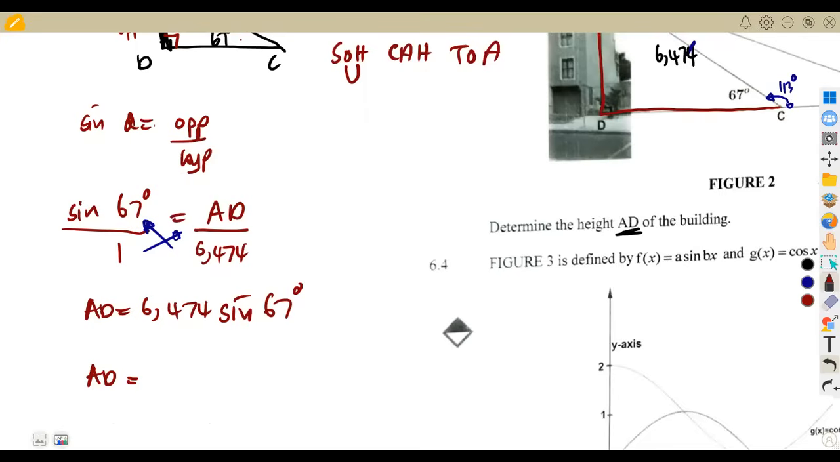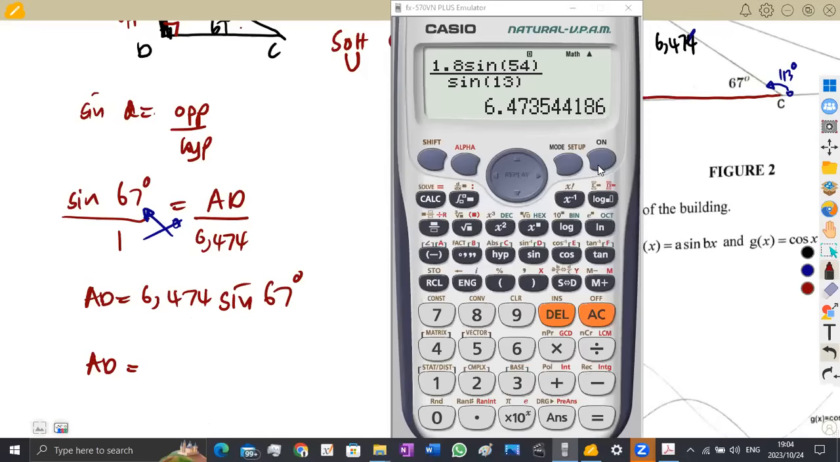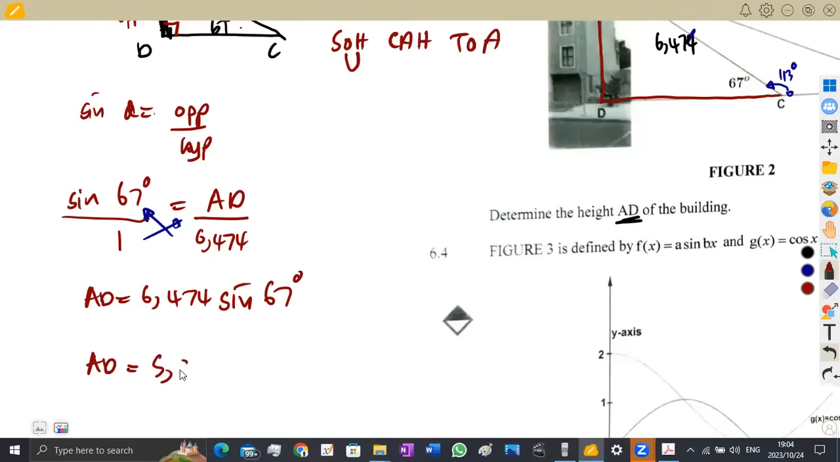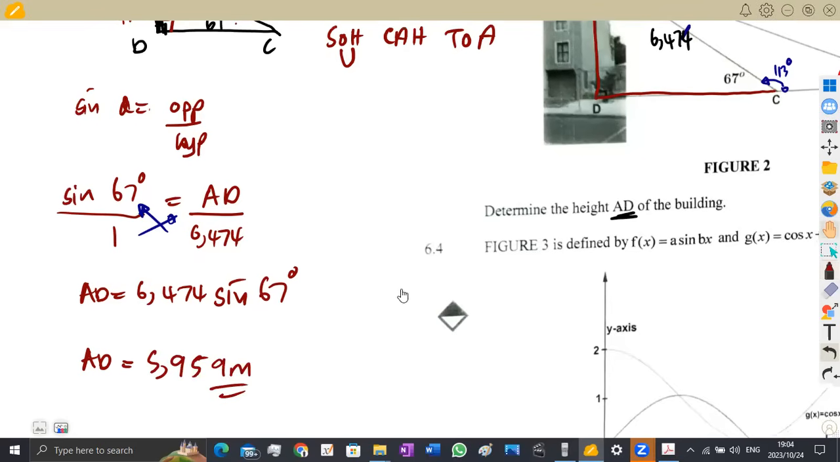So let us see what you're going to have at the end. That's 6,474 times the sine of 67 degrees. That will be 5,9593 and so on, so it's going to be 5,959. So you're going to have 5,959 meters. Remember, the units there are in meters. So that was the length of AD.